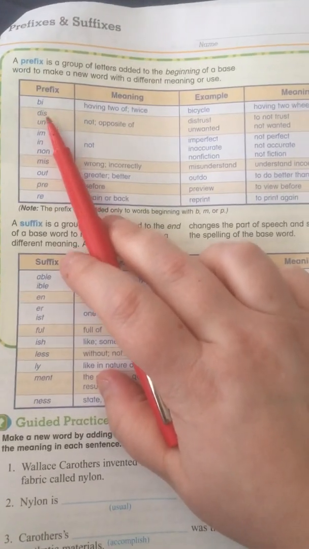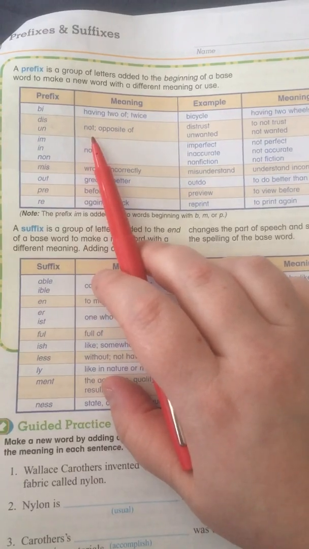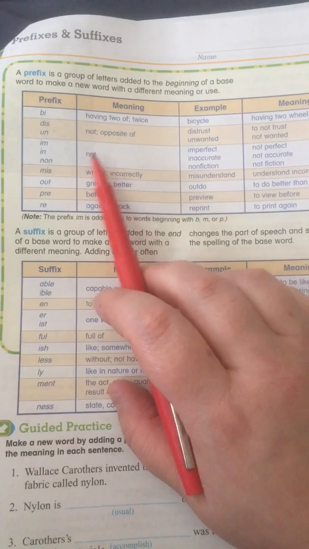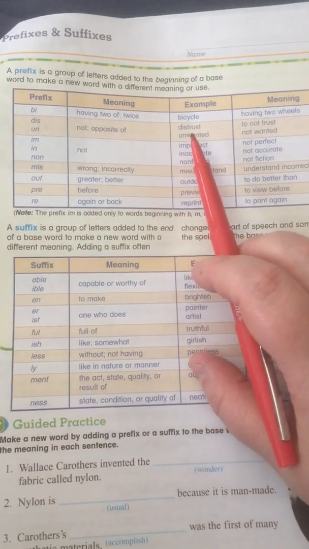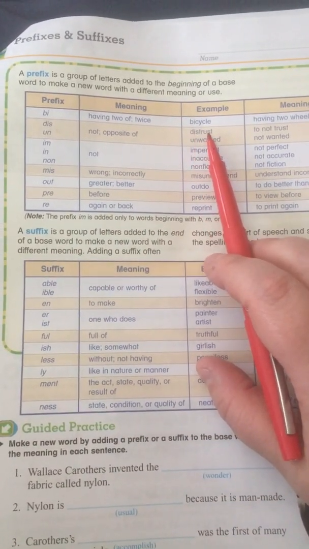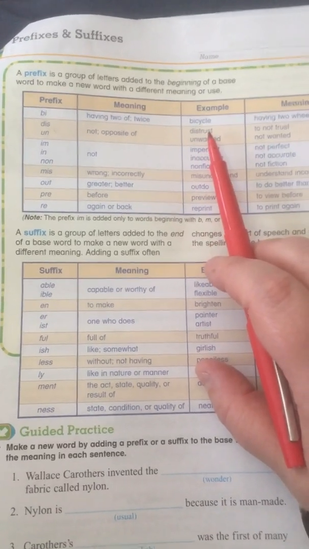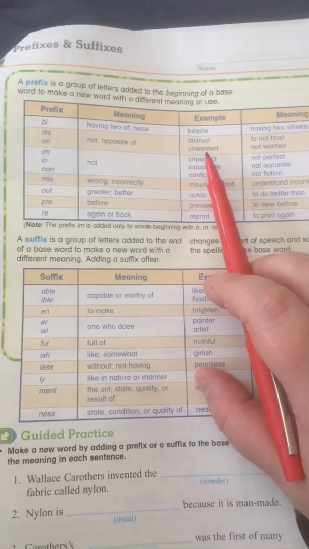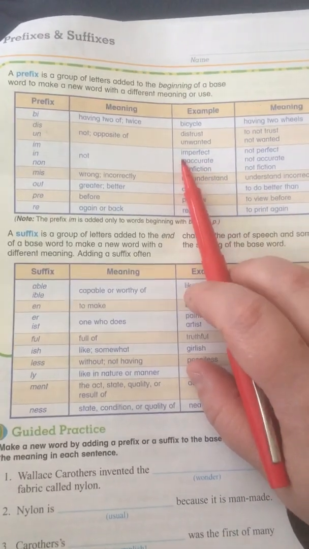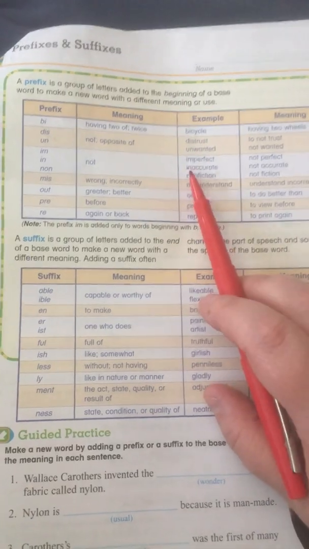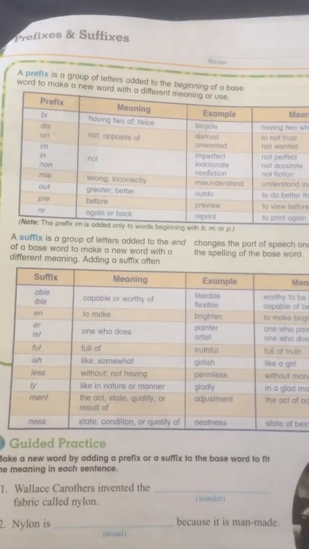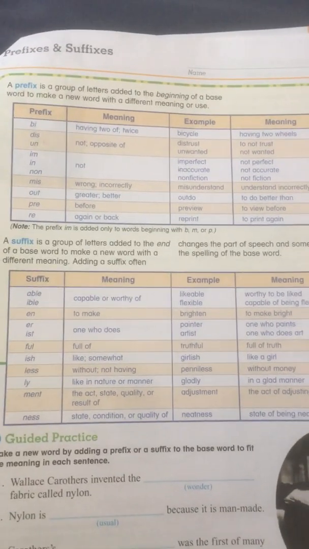The prefix dis and the prefix un mean not. In, and non also mean not. These ones you add to words like distrust, and you have basically not trust, or the opposite of trust. You don't trust something. Unwanted is the opposite of wanting. It means you don't want it. Imperfect, it's not perfect. Inaccurate is not accurate, and nonfiction is not fiction. So the prefix of the word really does change the meaning.